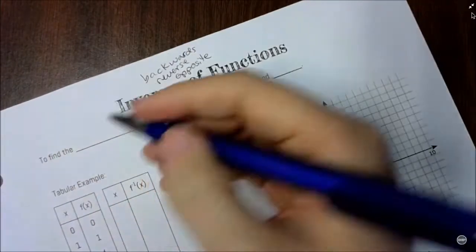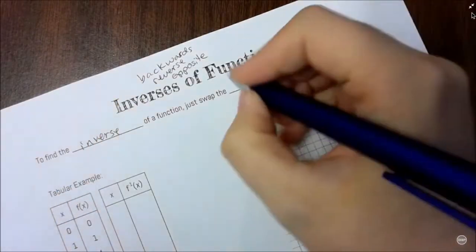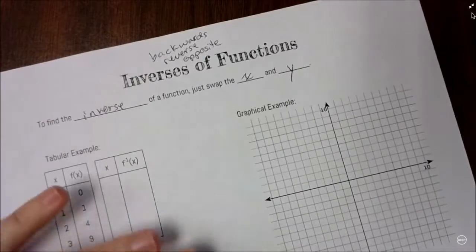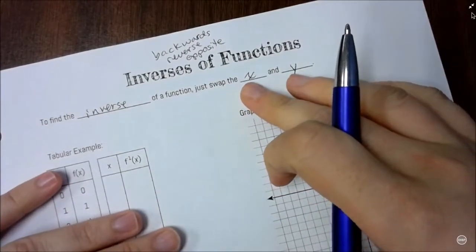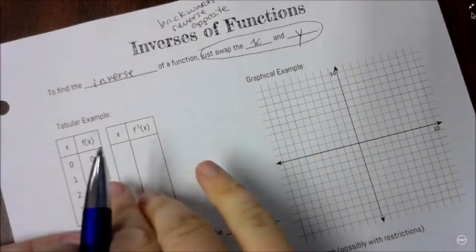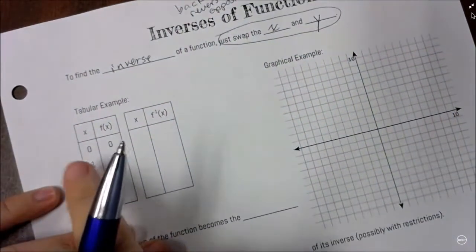So to find the inverse of a function, just swap the x and the y. That's what inverse of a function means. It's just, what do you do when you swap the x and y values of the function? You get the inverse. So we're going to try some examples of different kinds: tables, graphs, and then algebraically on the back. So here's a table.